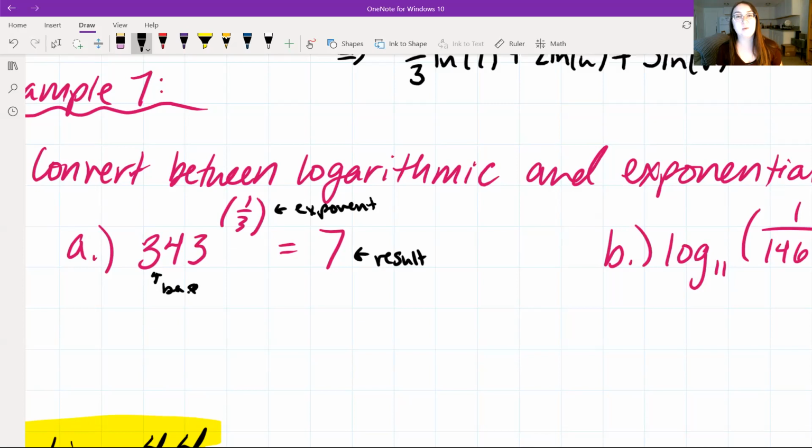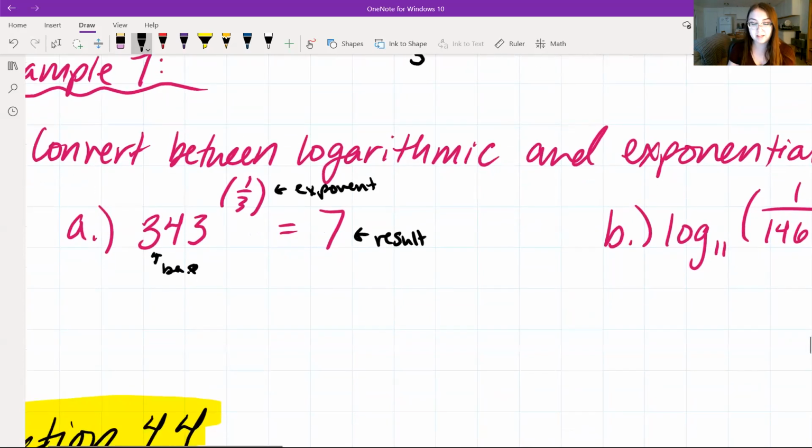We know that when we have our logarithmic form, log base a of x is equal to y, y being our exponent, x being our result, and a being our base. So when we rewrite this, it will be written as log of our base, which was 343, of our result, which is 7, equal to our exponent, which is 1/3. So that's just how we would rewrite something that is in exponential form. We rewrite it to be in logarithmic form.